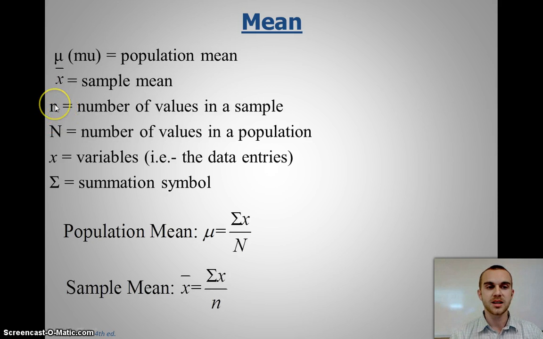A lowercase n is talking about the number of values in our sample, whereas a capital N is the number of values in a population. And then just a standard X is the variables, which is often our data entries. And if you see this interesting looking capital E, which is a sigma, that is the summation symbol. It tells you to add all the values. So again, for the population mean, we add all our values and then we divide by the total number of values. And we do that both for the population mean and the sample mean.